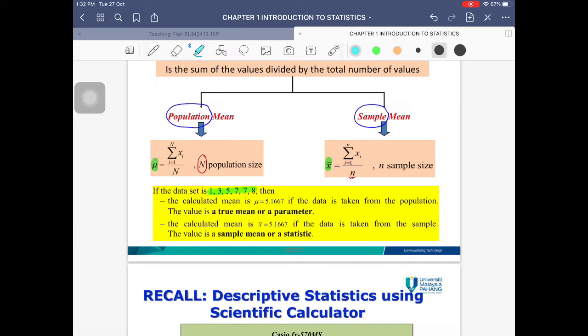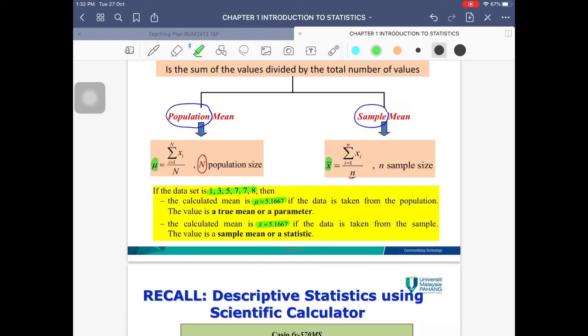Okay, for example, over here, if this is my set of data, I have a data set of numbers 1, 3, 5, 7, 7, and 8. So altogether I have 6 numbers. I add them all up together, 1 plus 3 plus 5 plus 7 plus 7 plus 8, and divide that by 6. Here it is not specified whether this data comes from a population or a sample. If the data comes from a population, I will use the notation mu equals 5.1667. If this data comes from a sample, I will use the notation x bar equals 5.1667.